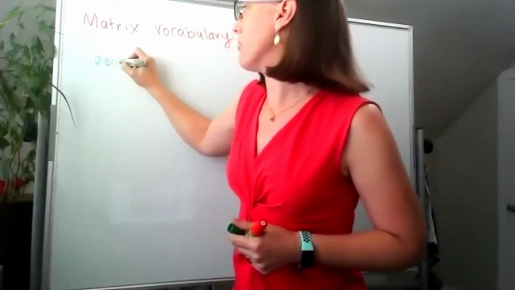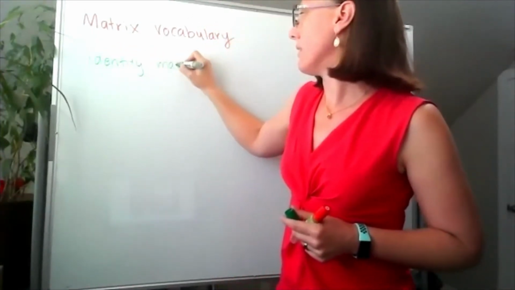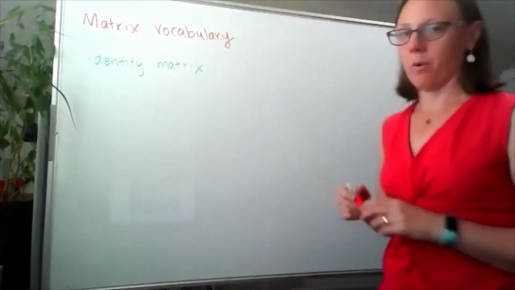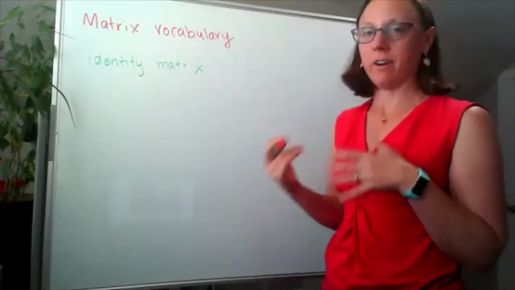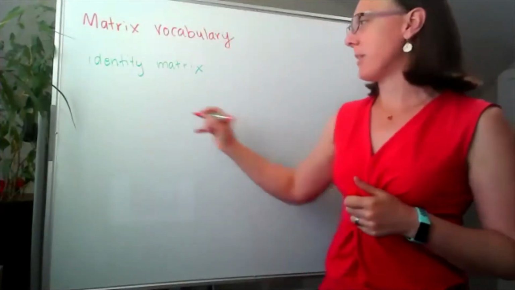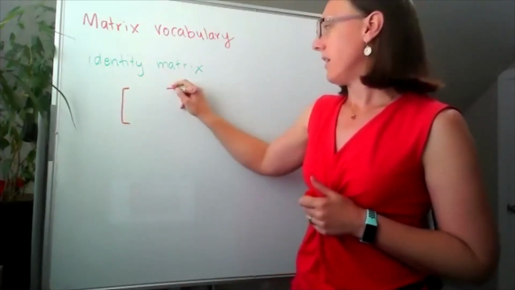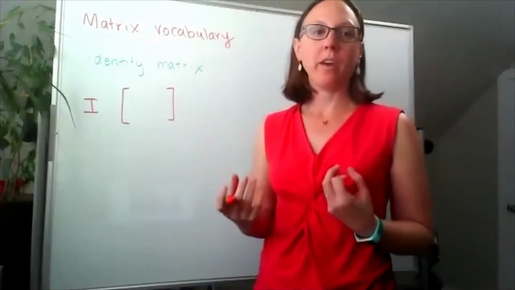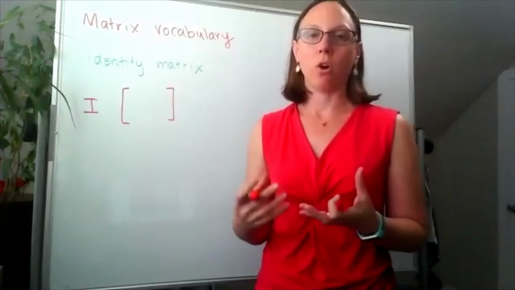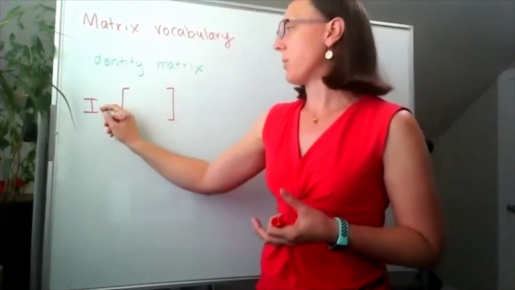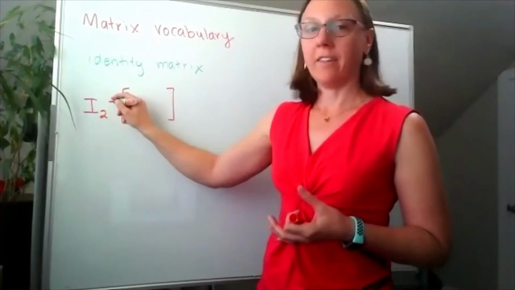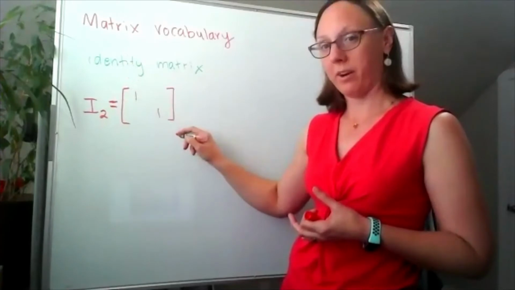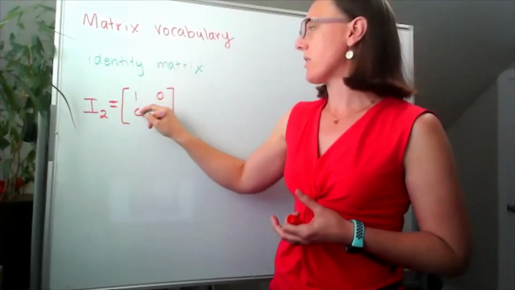So some of the terms that came up today: the identity matrix. I'll try to use red and orange more today. The identity matrix we denote with an I for identity, and then we give it a subscript that tells us how large that identity matrix is. So if I put a subscript of 2, then the identity matrix I2 looks like 1, 1 on the primary diagonal and zeros everywhere else.